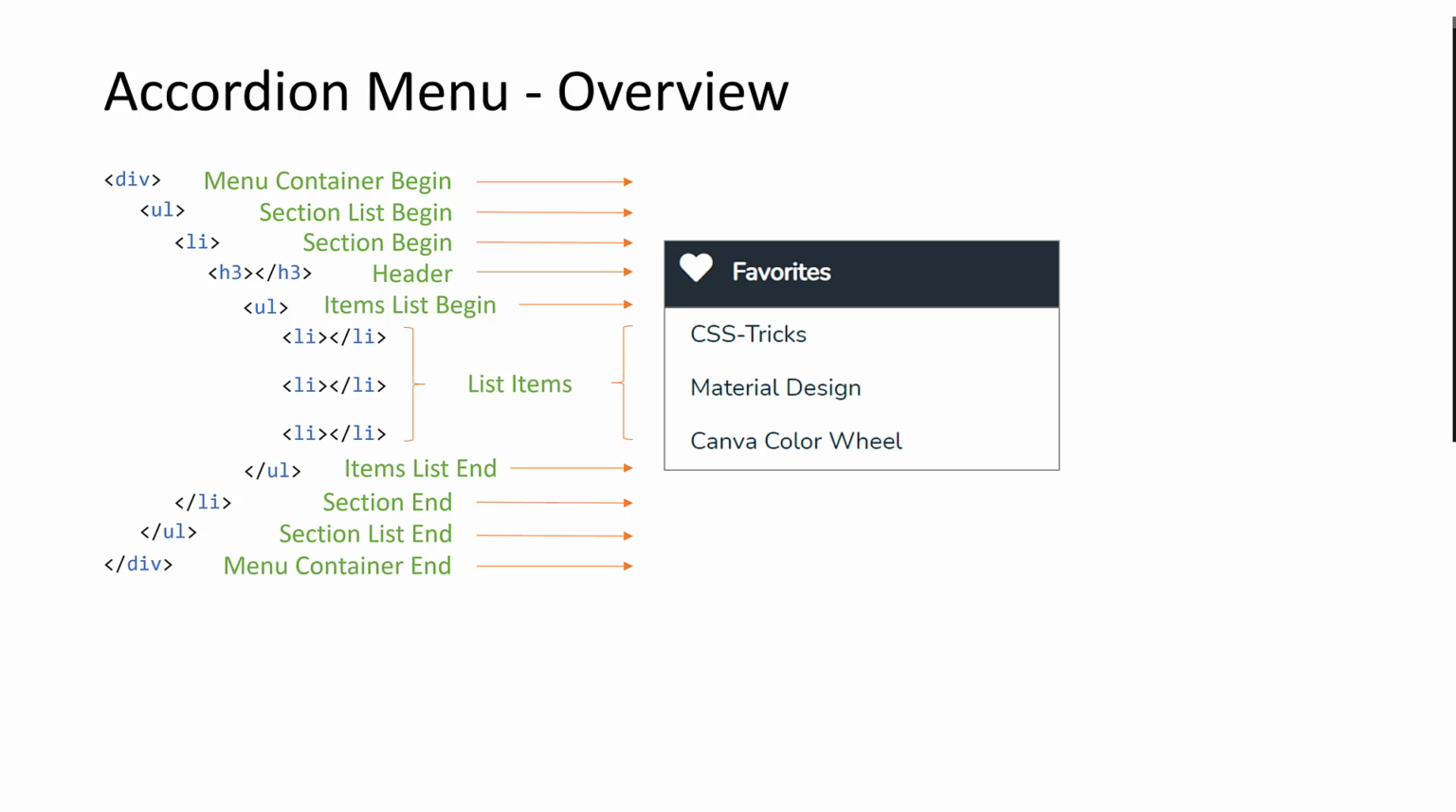Now let's take a look at the HTML that makes up the accordion menu. It has a div, which then contains an unordered list for the sections, and then within each section we have a list item that also contains an unordered list for each of the list items. Now let's take a look at each one of these elements a little bit closer.